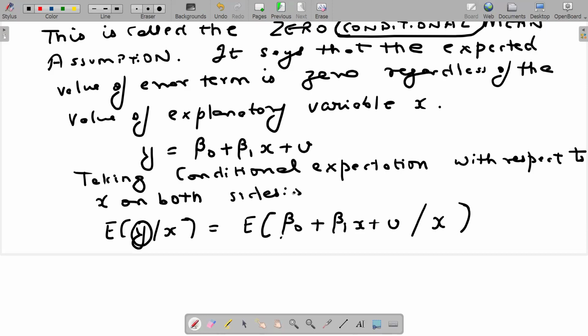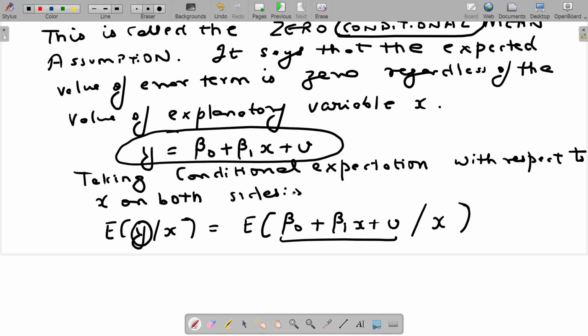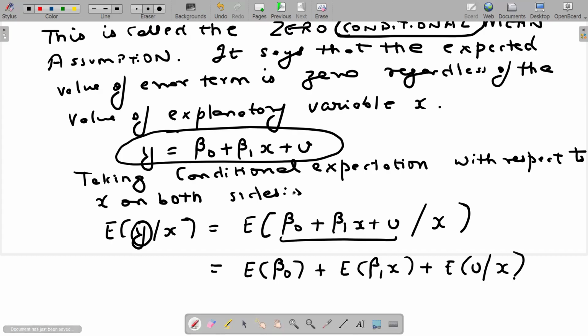What is y? Y is this only, right? Beta naught plus beta 1 x plus u, my population regression function conditional on x. This I can write as the expected value of beta naught plus the expected value of beta 1 x plus the expected value of u conditional on x. Remember guys, beta naught is a constant, it's a population parameter. The expected value of a constant is the constant itself. Similarly, the expected value of beta 1 x is also beta 1 x, because beta 1 is a constant and x also has no probability distribution attached to it.